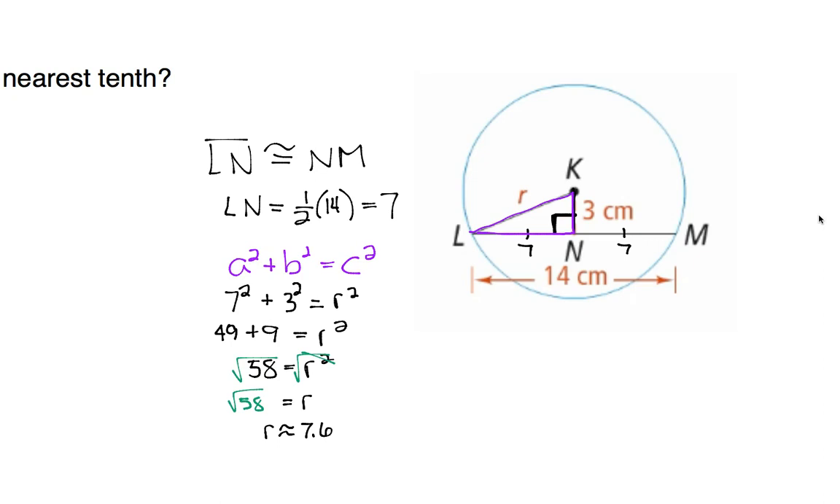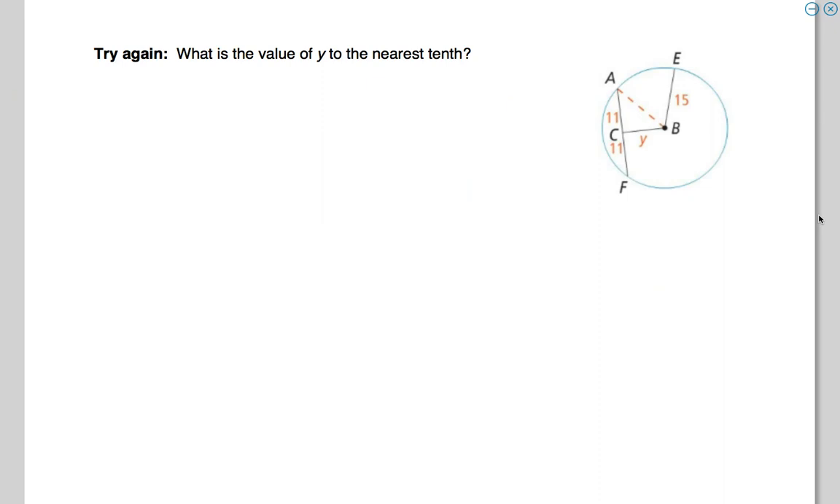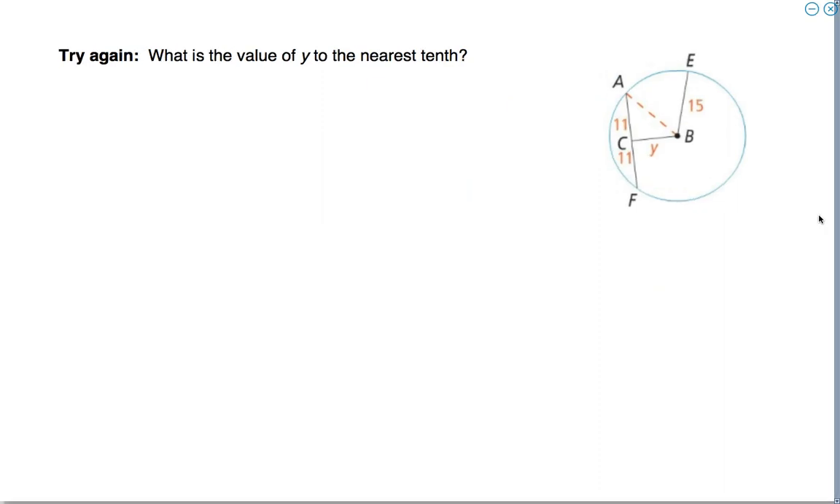All right, we're going to turn the page. We got one more problem. Go ahead and pause it here. Try it yourself. You're looking for y to the nearest tenth. Nearest tenth. Start thinking about that. They're telling you to think that you're going to be rounding. Maybe you want to be thinking about taking the square root of something. Maybe that's something that tells you Pythagorean theorem.